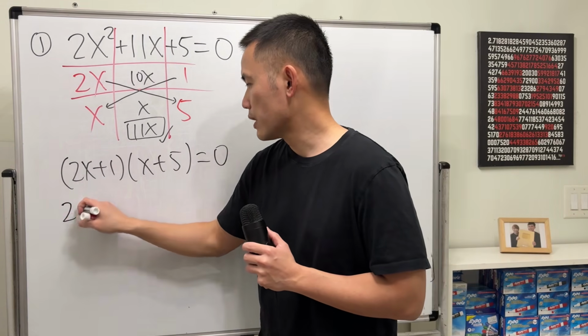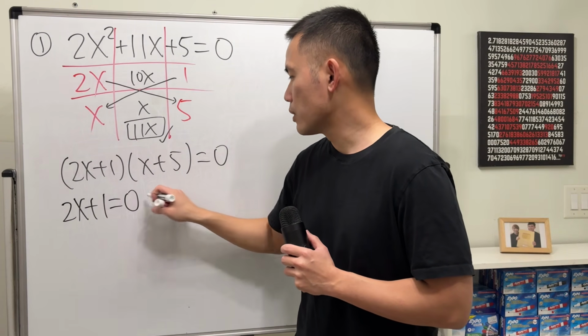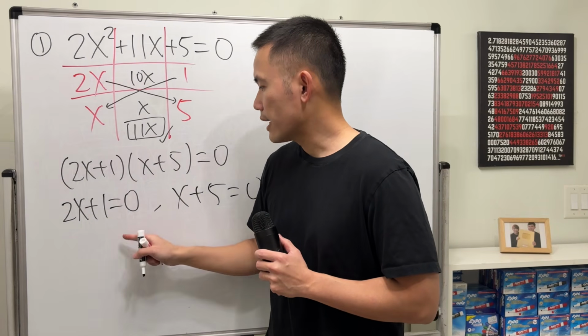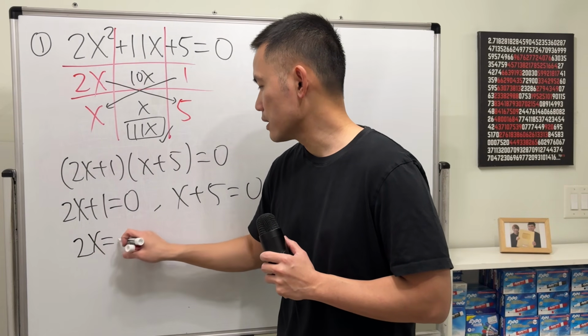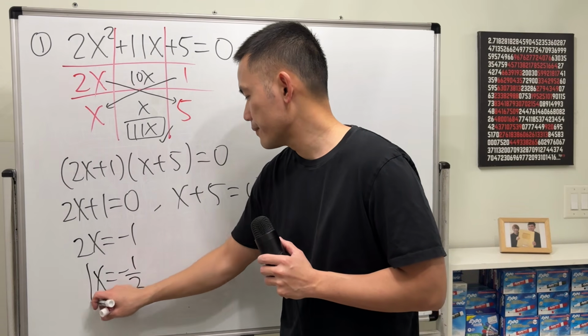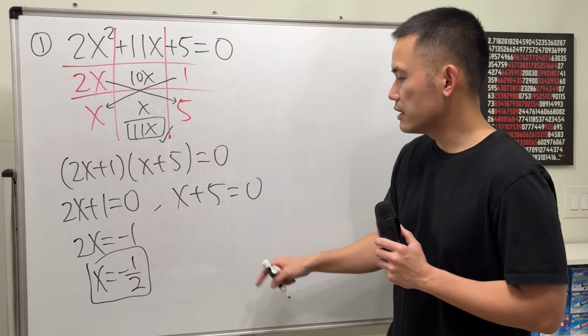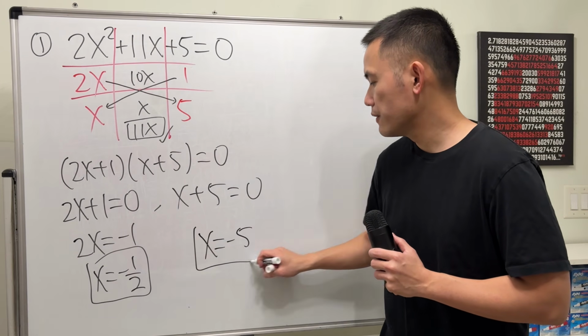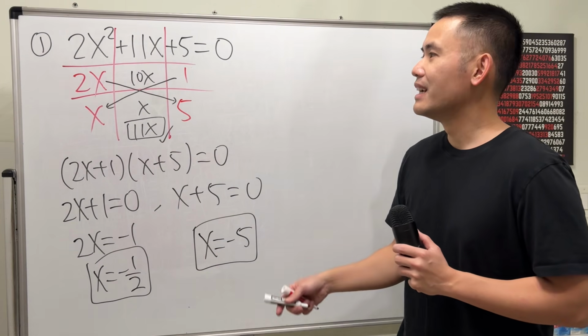Continue. This is 2x plus 1 equals 0, and x plus 5 equals 0. Move 1 to the other side. 2x equals negative 1. Divide the 2 to both sides. x equals negative 1/2. First answer. For the second answer, just move the 5 to the other side. x equals negative 5. Done.